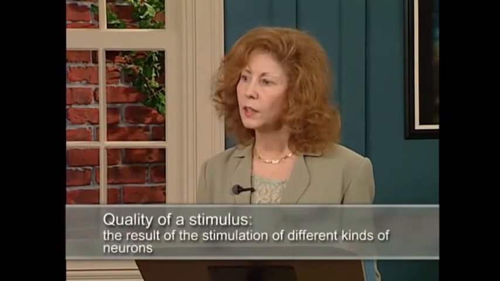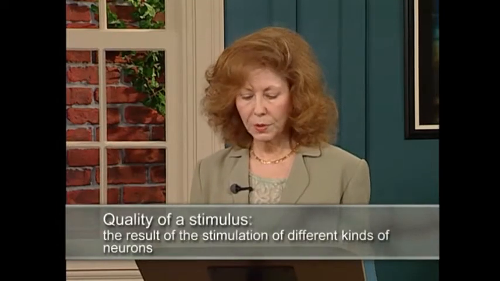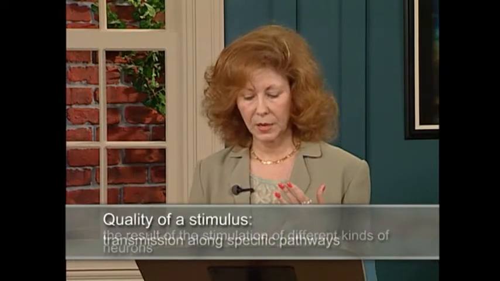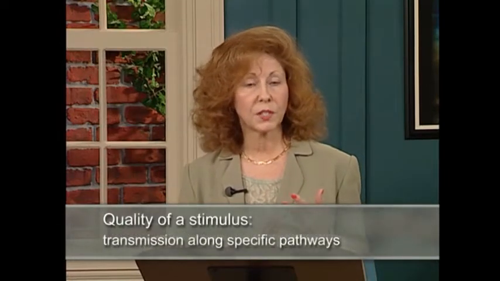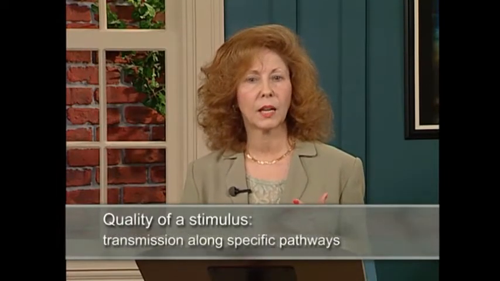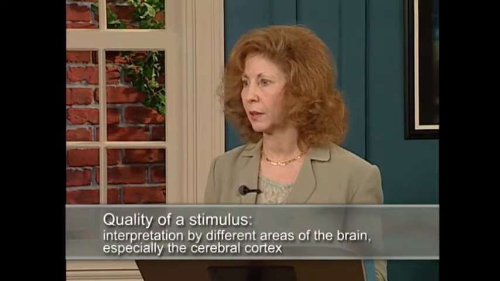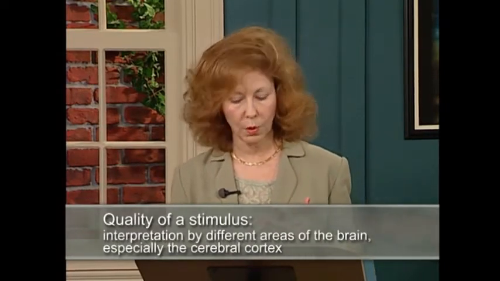The quality of a stimulus, on the other hand, is a little bit different. The quality of a stimulus is the result of the stimulation of different kinds of neurons, transmission along specific pathways, and also interpretation by different areas of the brain, especially the cerebral cortex.